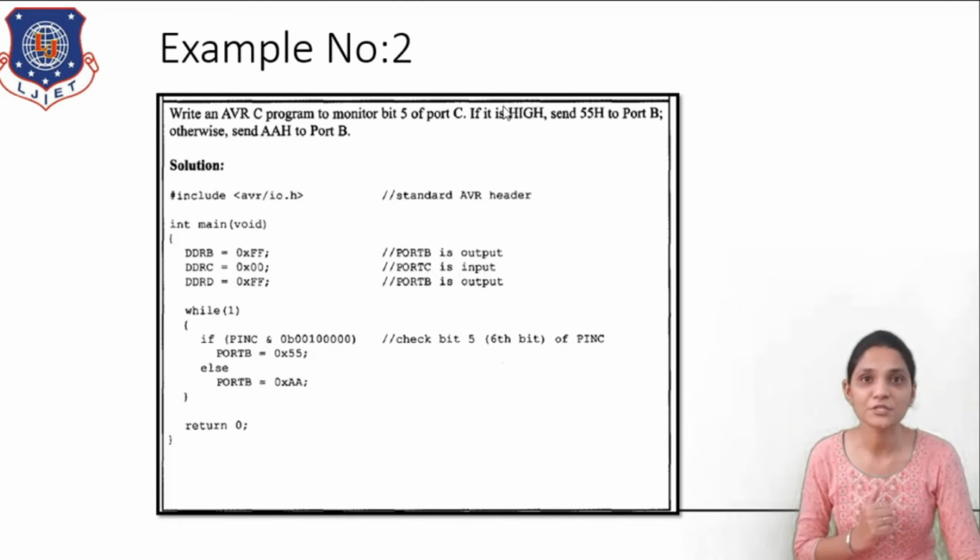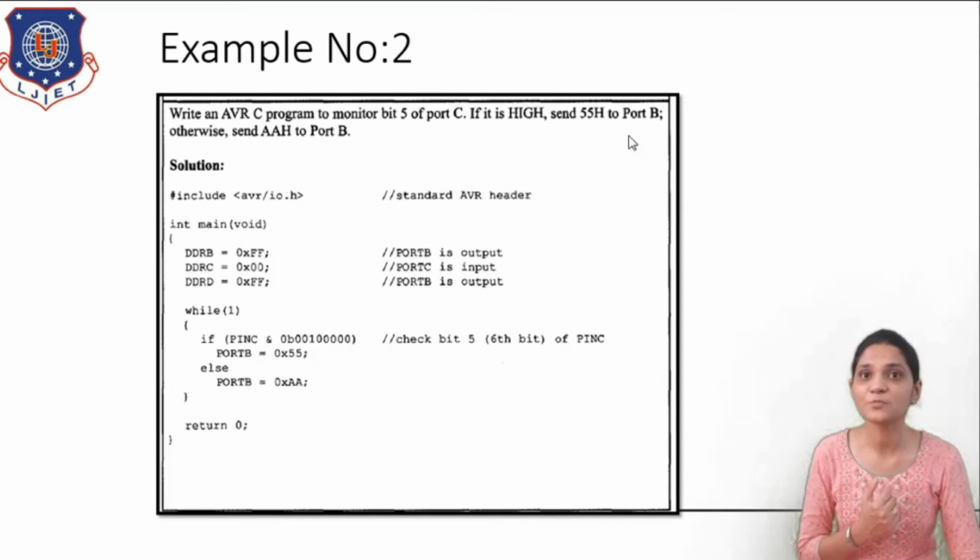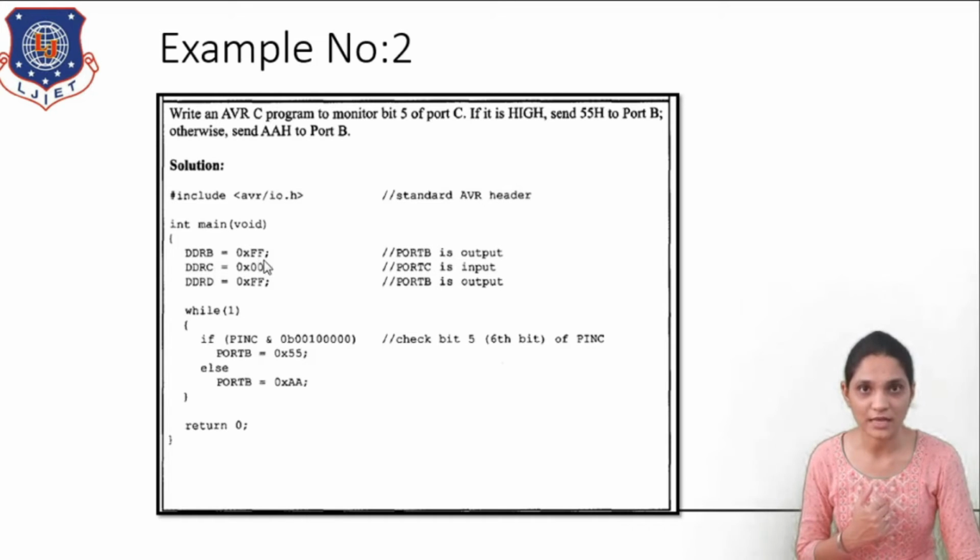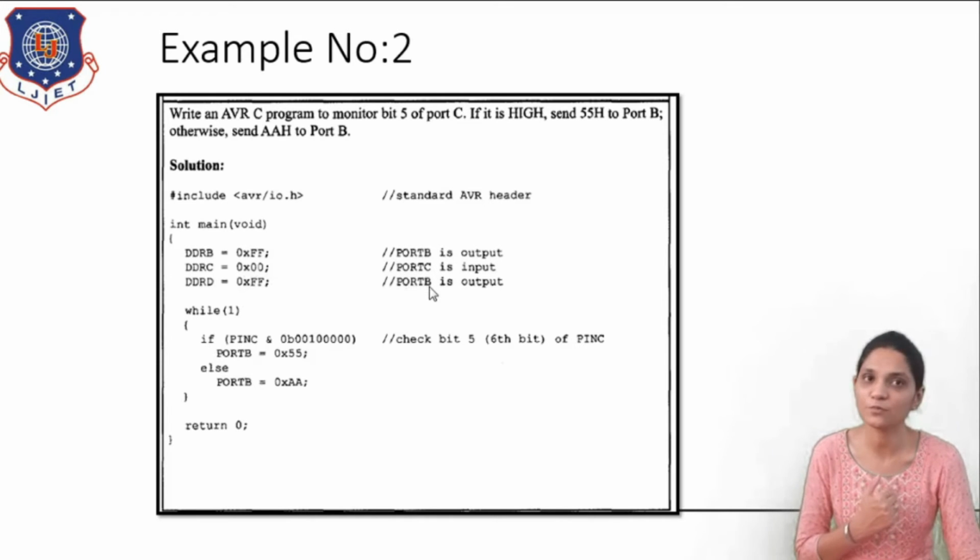Then we have to make PORTC an input port, because we have to monitor that port, and make PORTB an output port for sending that data to that port. So first we will make DDRB equal to 0xFF, that will make PORTB an output port, and DDRC equal to 0x00, that will make PORTC an input port.